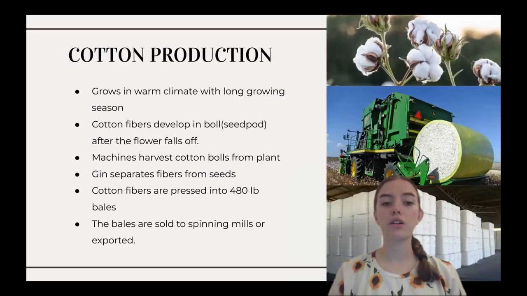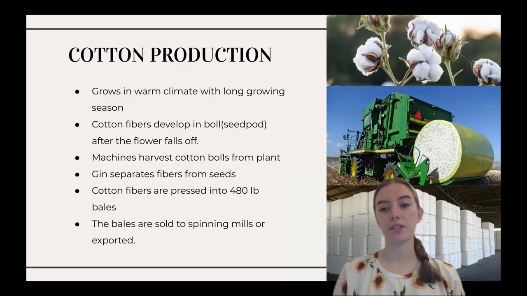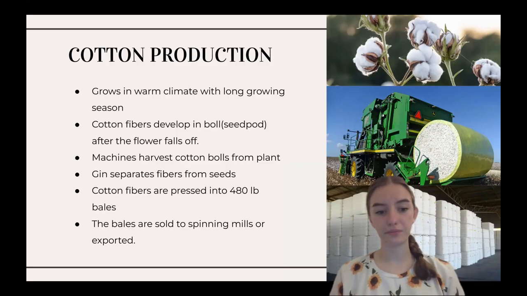So cotton grows in a warm climate with a long growing season, and it needs lots of water. Cotton grows on a bush, like you can see in the top picture, and the fibers develop in what's called a ball. And that's basically the seed pod of the plant, and that happens after the flower falls off. So when the cotton fibers are mature, machines like you see in the second picture, that's a cotton picker, go and harvest the cotton balls from the plant.